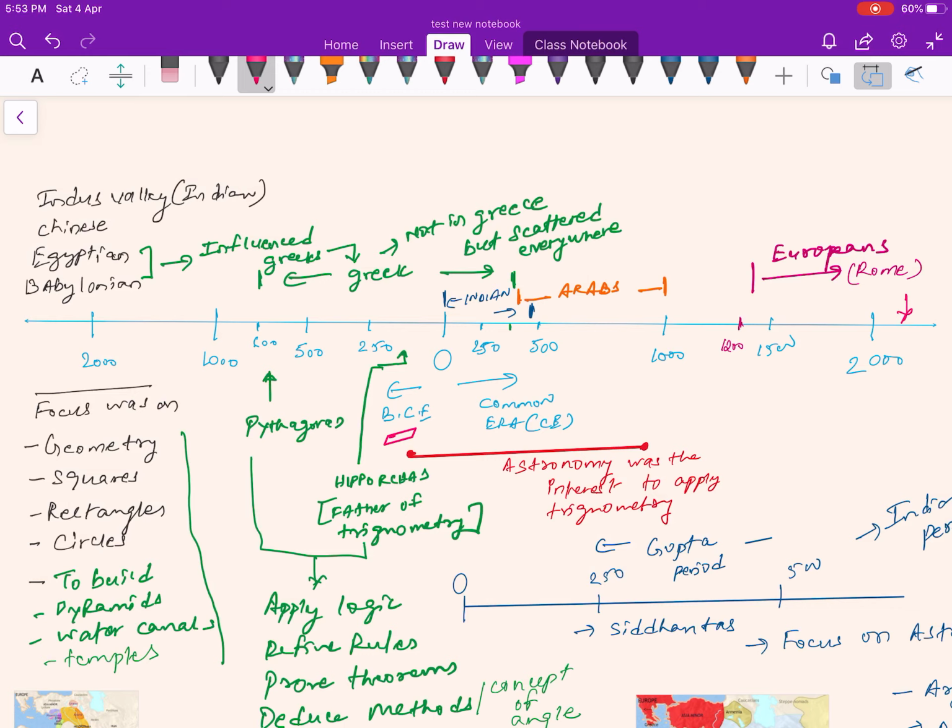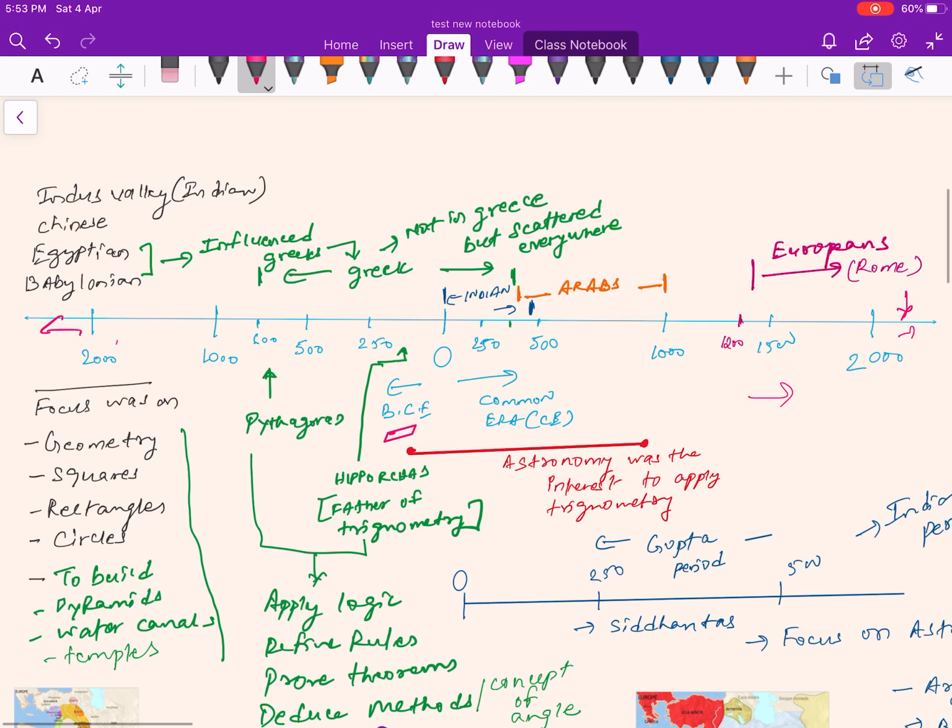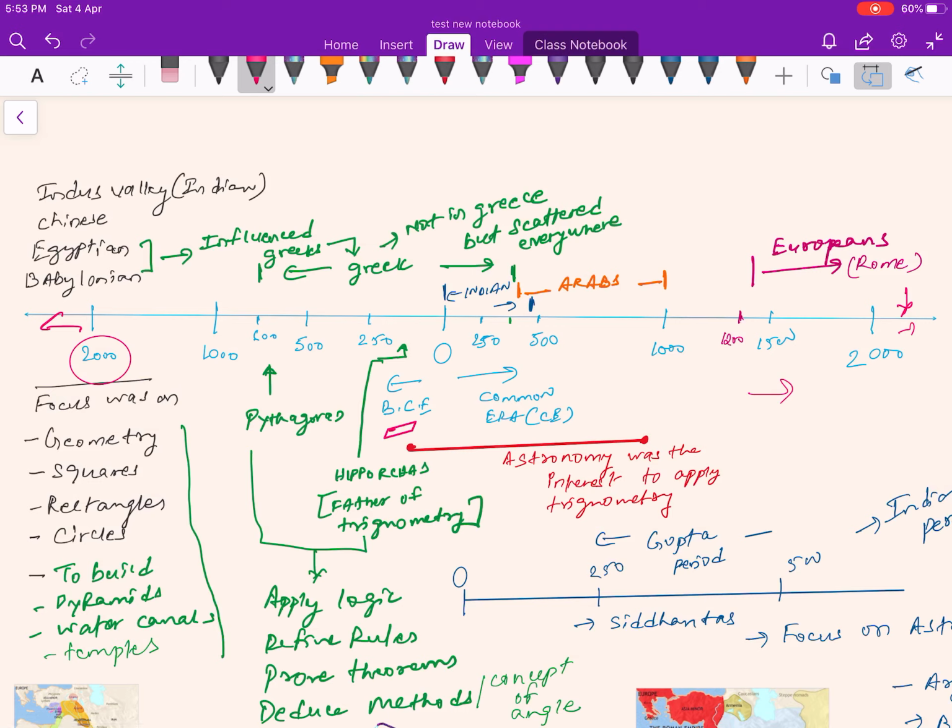Anything to the left of 0 is super ancient, and anything from 0 towards the right side is going into the common era. I've plotted the time scale from 2000 years back and going forward 2000 years. That's what the time scale is all about. And the major contributions coming from different civilizations during the ancient times, around 2000 years back, were primarily contributed by the Egyptians and the Babylonians, who had the major involvement in defining geometry. There were some things going on on the Chinese side, and there was something going on in the Indus Valley, which is pretty much Indians.